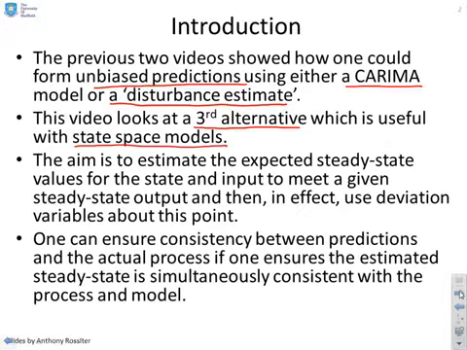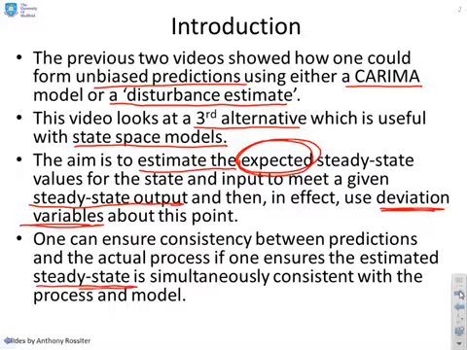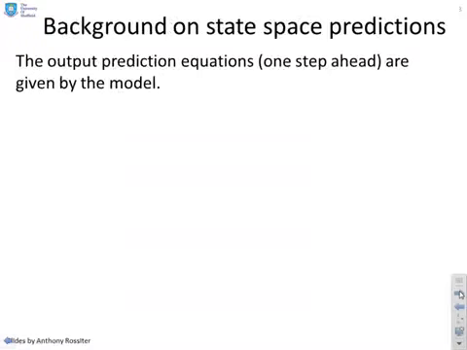The key aim is to estimate the expected, and we should emphasize that, the expected steady state values for the state and input to give you a required steady state output. And then in effect you use deviation variables about the expected steady state. You can ensure consistency between predictions and the actual process if you ensure the estimated steady state is simultaneously consistent with both the process and the model. And this will be clearer as we progress.